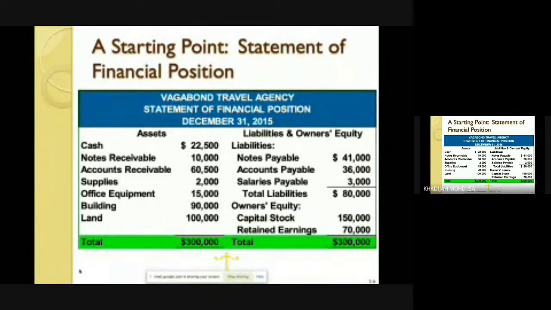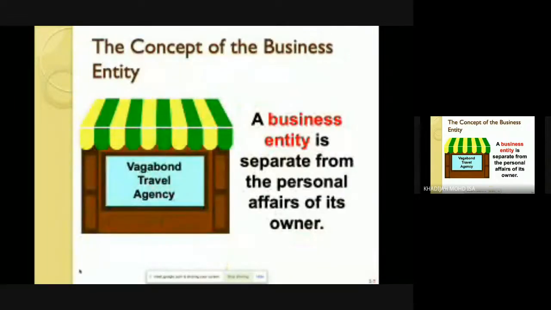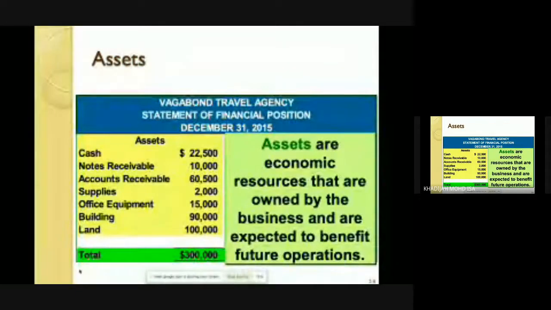Again, for liabilities, whenever you see payable, it means that you have to pay in the future. So it's a liability. It's a commitment to pay in the future. And owner's equity is always from capital stock, or sometimes you call it share capital. And then you also have your retained earnings. So the business entity is separate from the personal affairs of its owner. All right, so these are the assets.